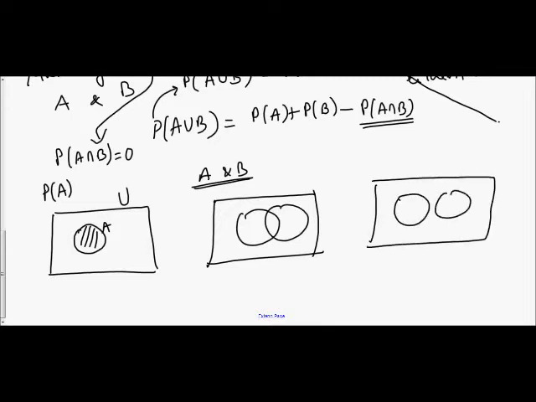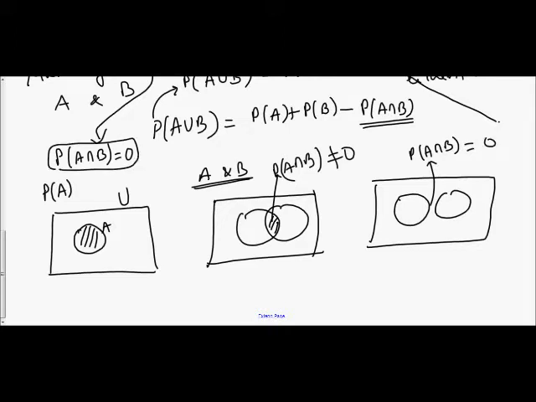Okay, so in this case you have A intersection B, it is there, right? Probability is not equal to 0. In this case there is no A intersection B, therefore probability of this is equal to 0. So you would have guessed now that this is the condition that is satisfied by this diagram. Therefore this diagram represents mutually exclusive events.